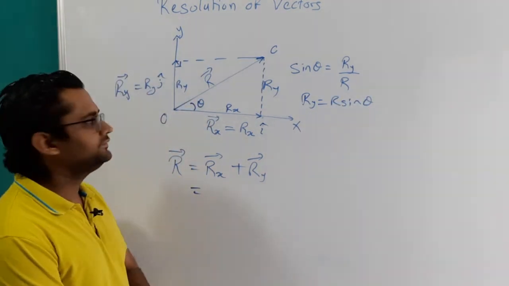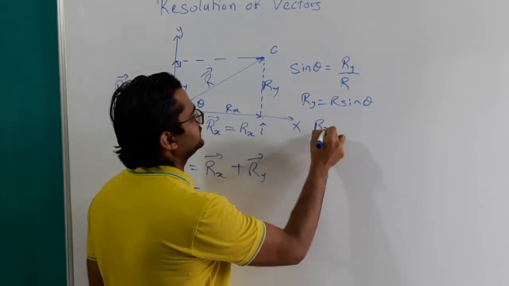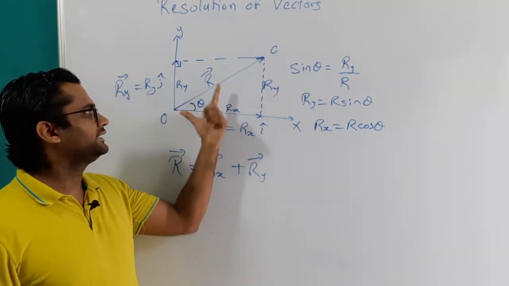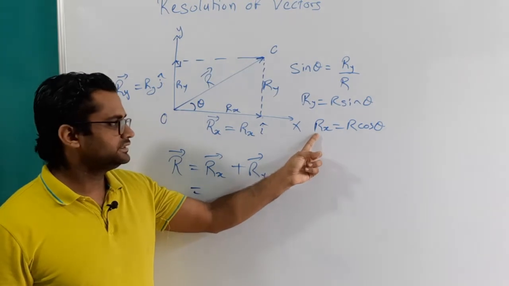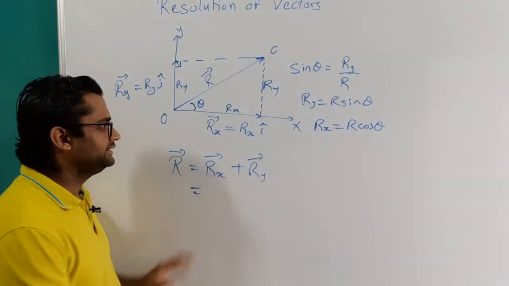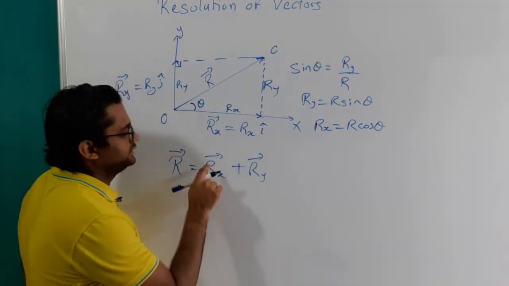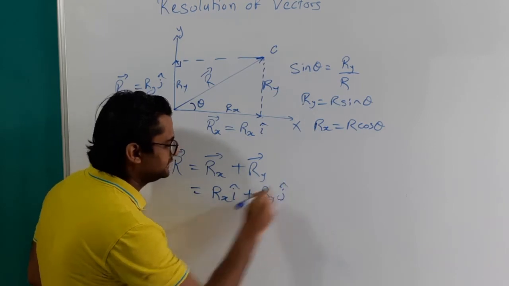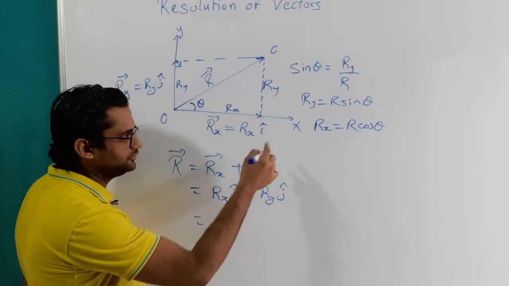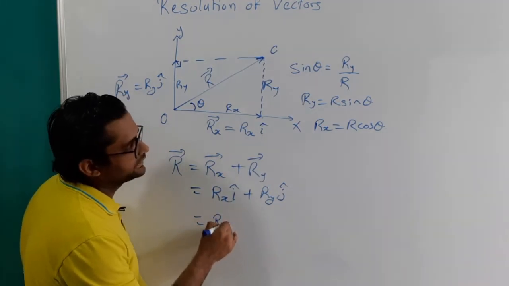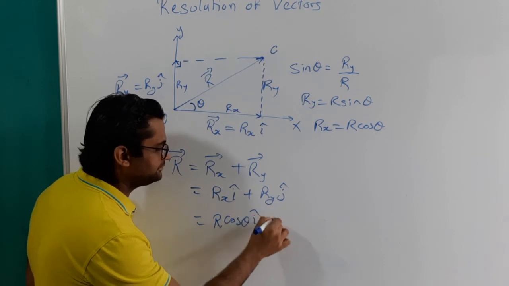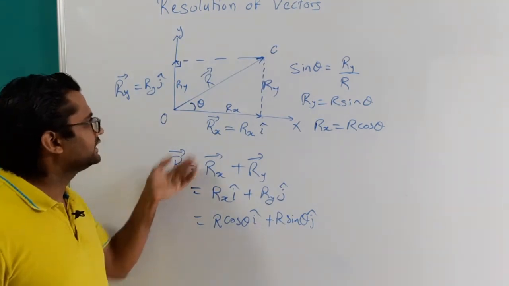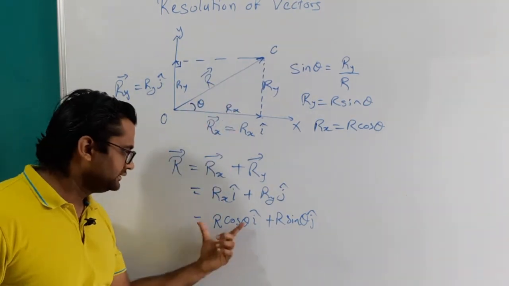In the same way we can write rx equal to r cos theta. Cos theta will be adjacent upon hypotenuse, so it will be rx upon r. If you rearrange the equation, it is rx equal to r cos theta. If we put all these values here, what do we get? One more thing, the vector r is rx i cap plus ry j cap, and we can put these values here. So it is r cos theta i cap plus r sin theta j cap.